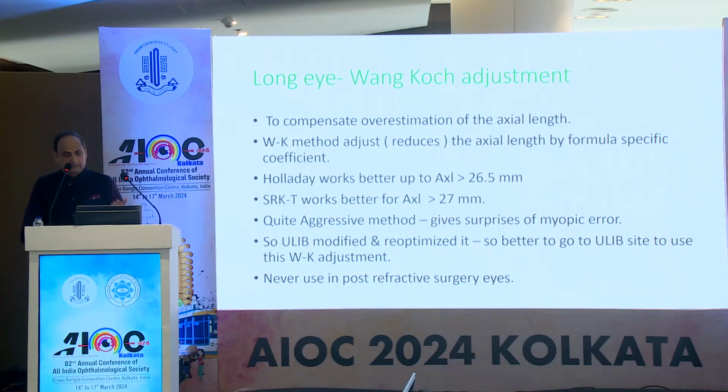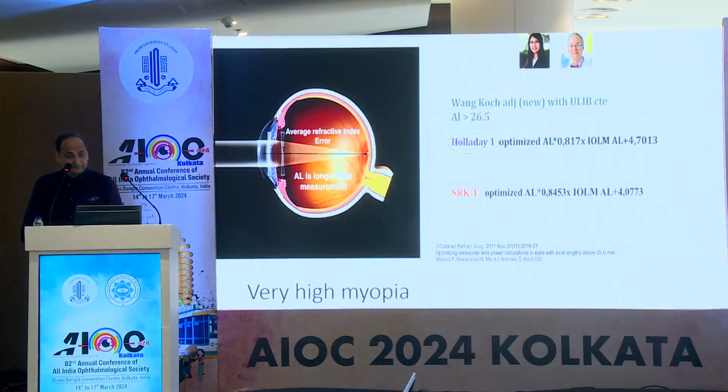What did the ULIP do? Let's see that. Yes, very important is all these formulas do not use in refractive surgery eyes. So the Van Gogh adjustment, the new one with the ULIP, also came out with certain parameters, and they found out that the Holiday optimized was better for 26.5 and SRKT was better for 27 millimeters and above.